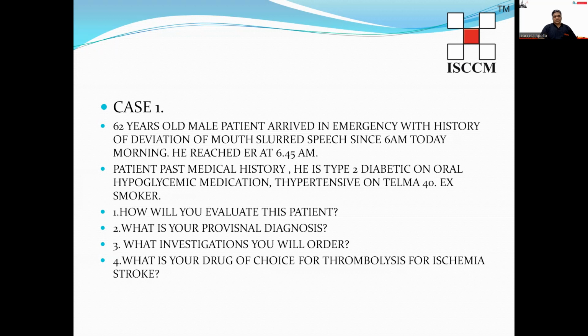So with this history, what is your initial assessment, how do you evaluate this patient, and with history and the clinical examination, what is your provisional diagnosis, what investigations do you order, and what is the drug of choice for the thrombolysis of ischemic stroke?